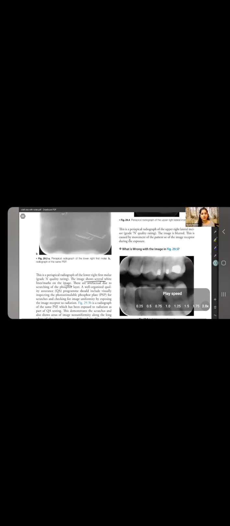And then they have taken another view, simply exposing the sensor to the beam. There was no tooth that they were trying to take a picture of, to highlight those scratch marks even more, right? So these scratch marks, when they simply expose the film or the sensor with the beam, not taking a radiographic image, became even more highlighted. So that's highlighting it here.